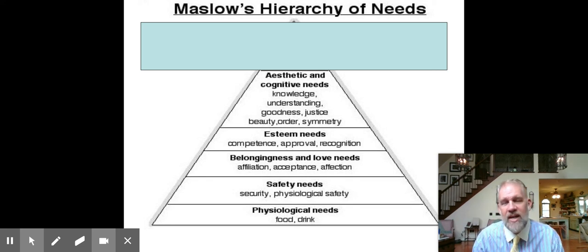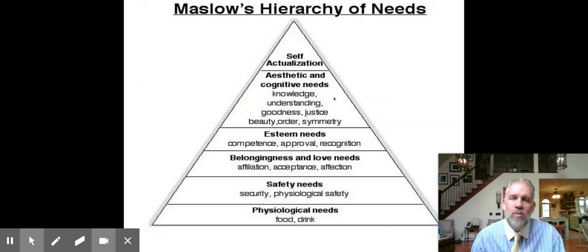Once you get up into the aesthetic needs, though, those are needs that are internally provided. You provide those to yourself, and those are harder to do. And then finally, the last one, this is what Maslow calls self-actualization. Self-actualization is the most difficult and the most challenging to achieve.